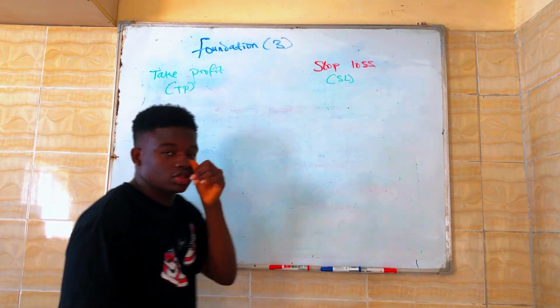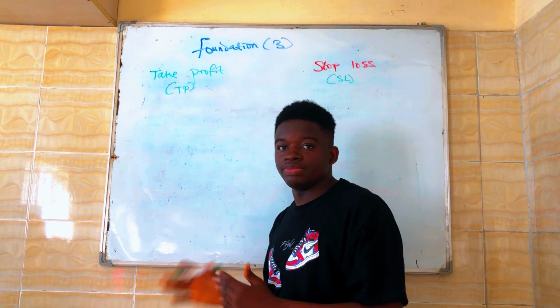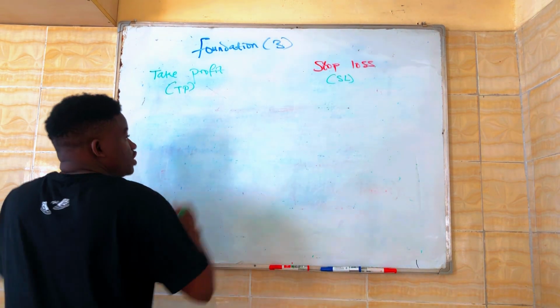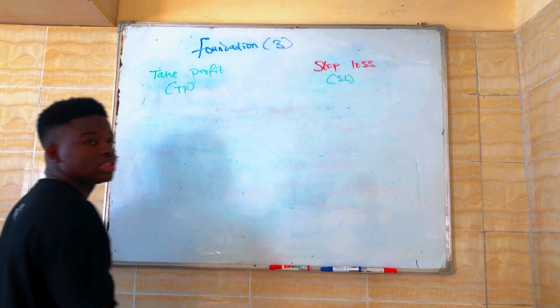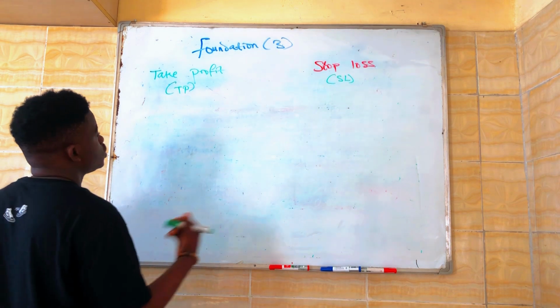So I believe in our previous class we showed you guys how to calculate using lot sizes and pips to know the amount of profit you're making from a particular trade. How to calculate pips as well and stop losses. So if you don't know that, then please refer back to our previous video. I'll drop the link in the description.